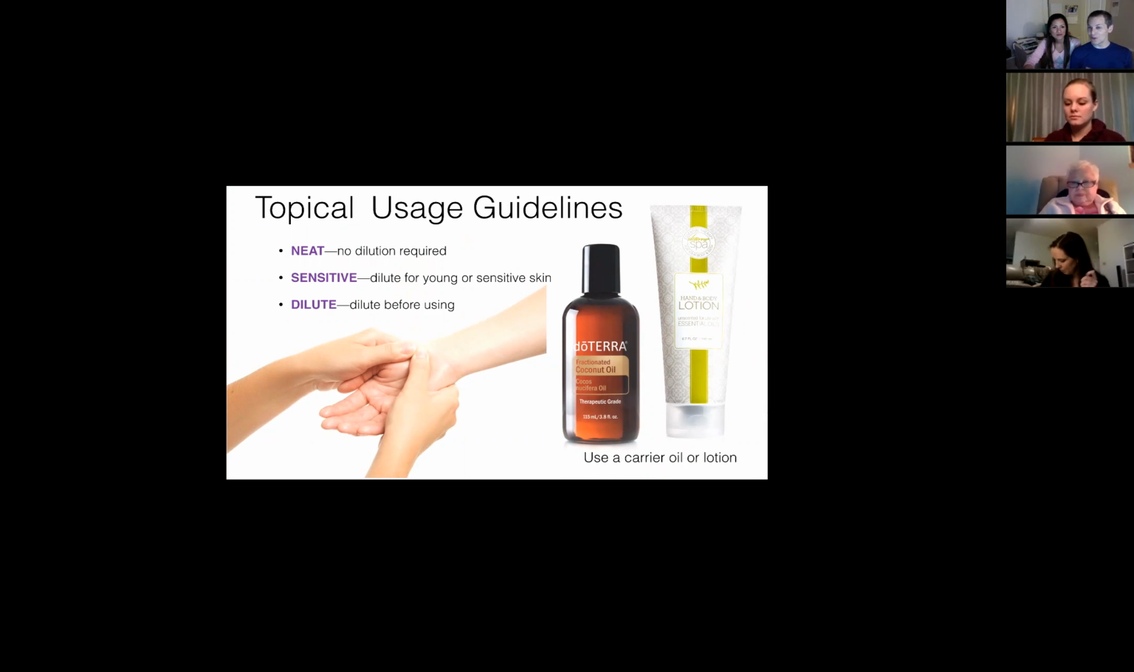So there's 3 different ways we can split up the essential oils. Neat means no dilution required. Sensitive means you want to dilute it for sensitive skin or very young skin. And dilute means it's spicy. Dilute it all the time, unless you like the spicy sensation. Which is good sometimes. A bit of deep blue is nice.